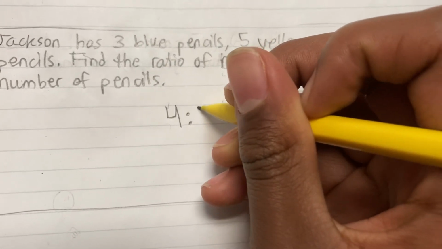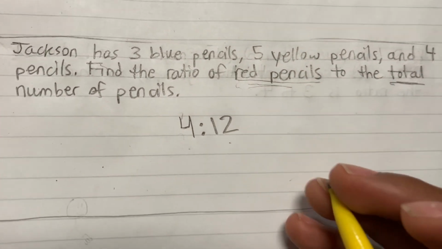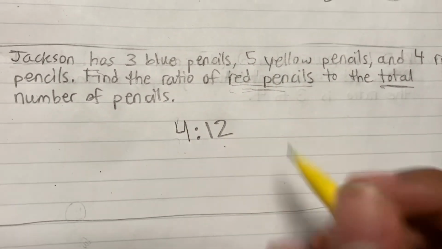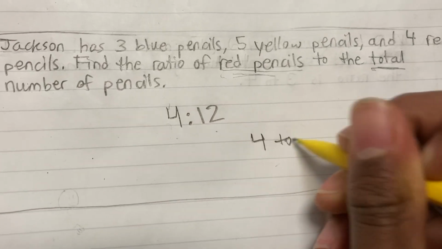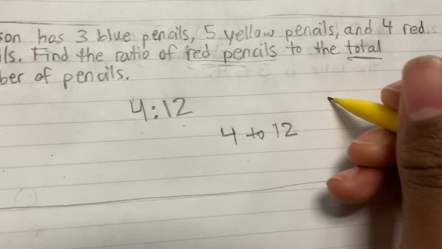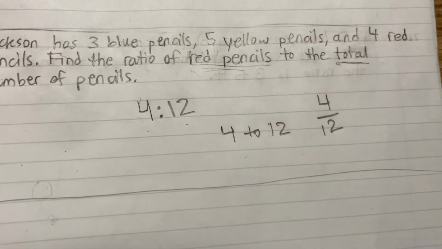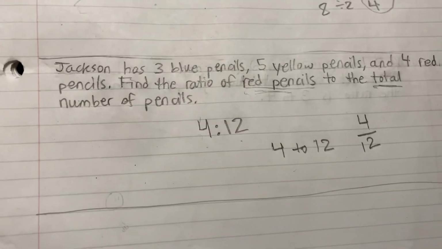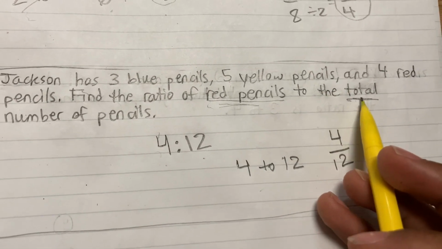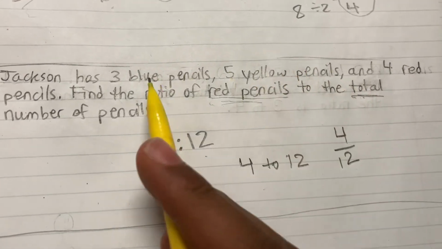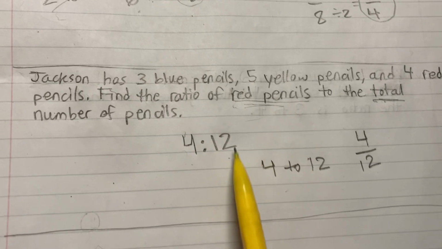So we need to make a ratio of 4 to 12. So that's your ratio. You could write it like this. You could say 4 to 12, or you could do 4 over 12. All of these would be correct. So whenever the problem has the word total, remember to add the numbers up. And that will be one of the numbers you put in the ratio.